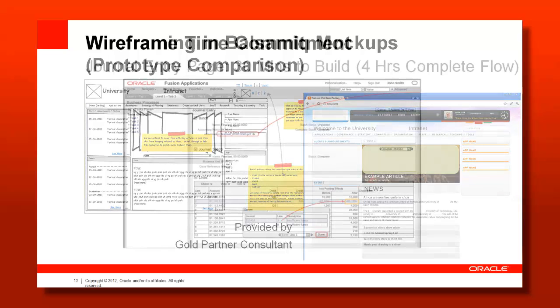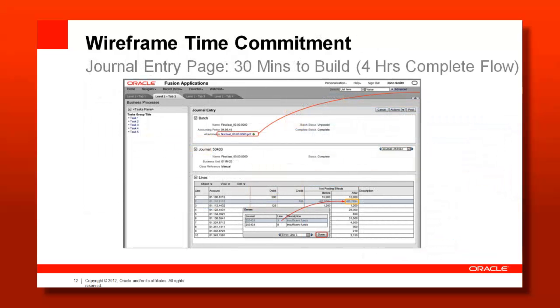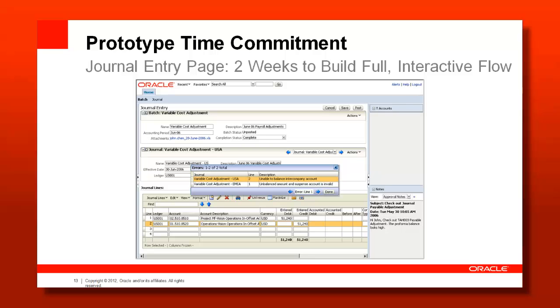And here's another good example of a wireframe and the supporting prototype. In this case, for Fusion Applications journal entry, it took about 30 minutes or so to wireframe up this flow. Here the stakeholder can immediately give buy-in having seen the tabbed interaction pattern, the logical grouping of information, and the various navigation patterns. Now let's compare that to the prototype, which is much more high fidelity, and as a result it took much longer to build.